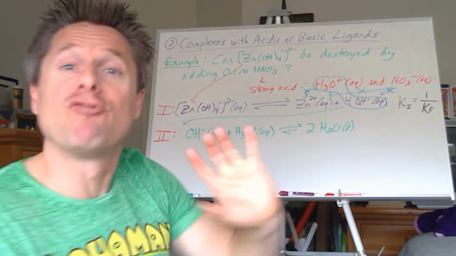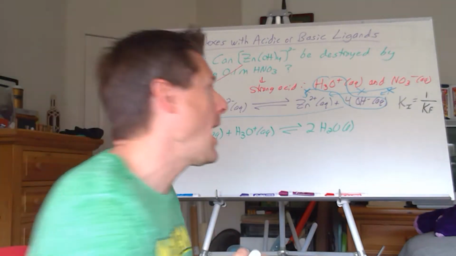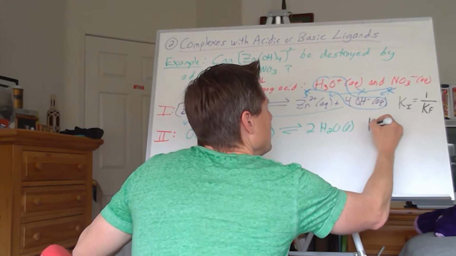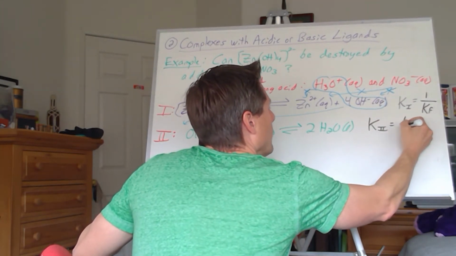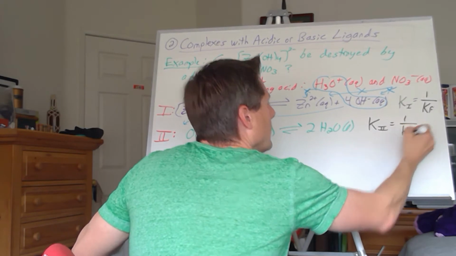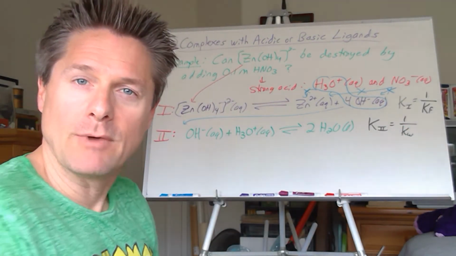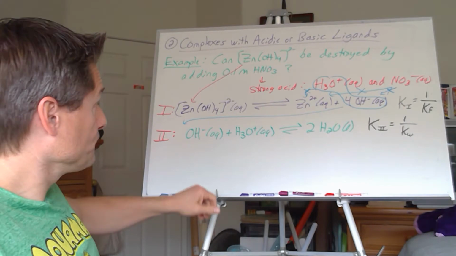This is the reverse of water autoionization. So let's look at K2. That is 1 over Kw, right? It's 1 over Kw.